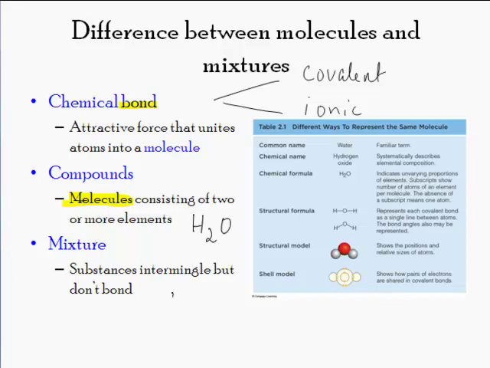So the difference between a compound and a mixture is, mixtures are random arrangements of intermingling substances, but they have no bonding in them. Compounds are two or more elements with a unique bond. So let's look at the different kinds of bonds that are present in biological systems. The first kind is called the ionic bond. Then there is the covalent bond and the hydrogen bond. These are the three main biological bonds.